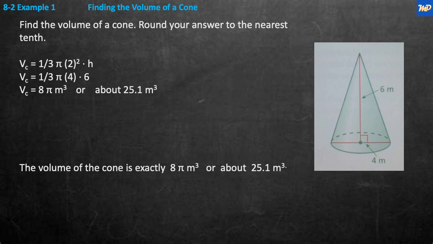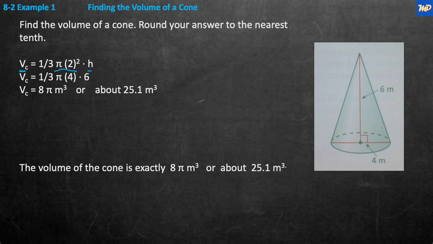Okay, for example 1, finding the volume of a cone. Find the volume of a cone and round your answer to the nearest tenth. Let's see. We're showing here the equation right off the bat, which is the volume of the cone is equal to 1/3 the base, which is pi r squared, times the height. In this case, we've already figured the radius in.